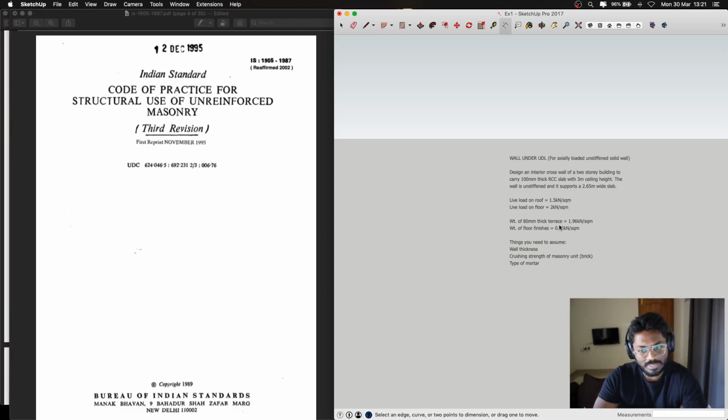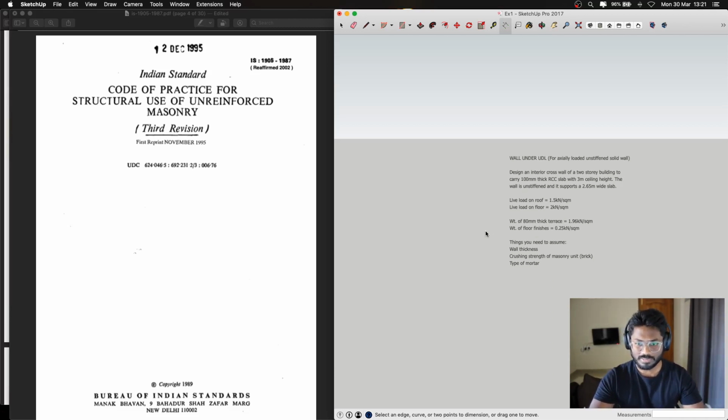Weight of 80 mm thick terrace is 1.96 kN per square meter and weight of floor finish is 0.25 kN per square meter. And the things which we need to assume over here are, number one, the wall thickness, two, the crushing strength of masonry unit, which is brick over here, and three, the type of mortar.